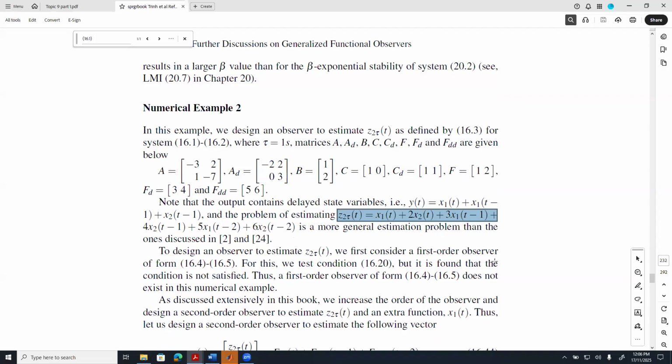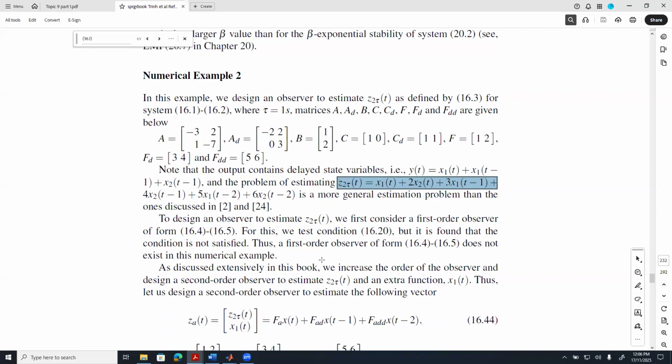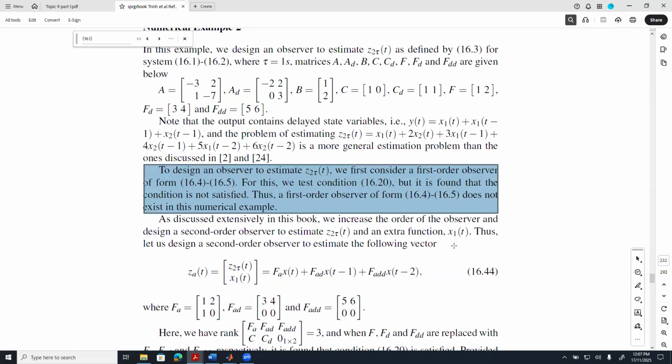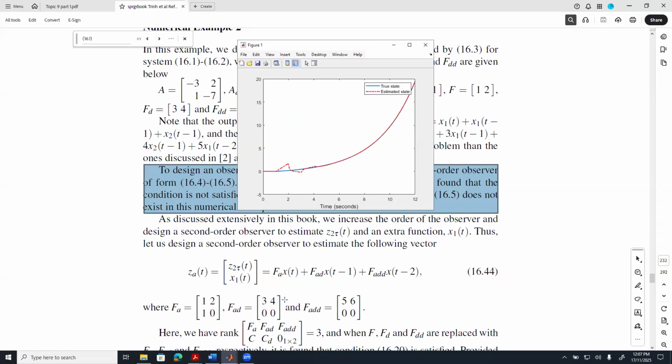Okay. And so we can actually follow the same process where we say, okay, let's go for a first order observer, and then we test the condition. When we test the condition, it is found not satisfied, so the first order observer does not exist. And again, this is the simulation result for it. Okay.